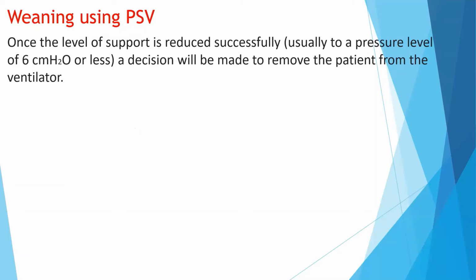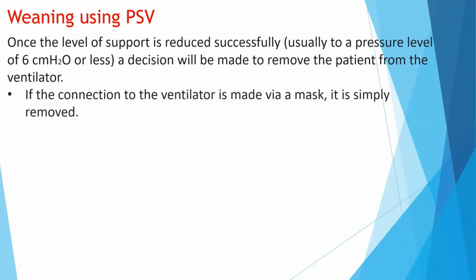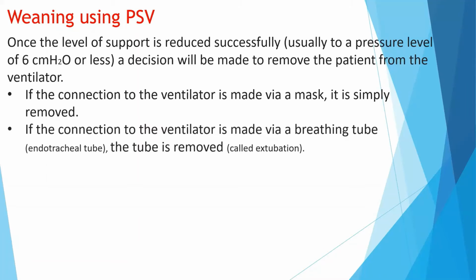Once the level of support is reduced successfully, usually to a pressure support level of 6 centimeters of water or less, a decision will be made to remove the patient from the ventilator. If the connection to the ventilator is made via a mask, it is simply removed. If the connection is made via a breathing tube, an endotracheal tube, the tube is removed.